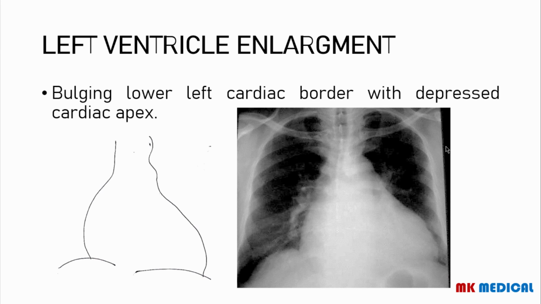And then moving on to left ventricular enlargement. The left ventricle is going to be causing depression or lowering of the cardiac border. So the cardiac apex is going to be depressed, and it's going to appear in this manner. So this is obviously a left ventricular enlargement. As you can see, even the size of the heart has increased, so your cardiothoracic ratio has increased. We can also see that there is some splaying of the carina that we can see here to some extent.